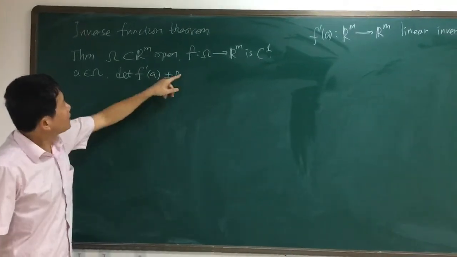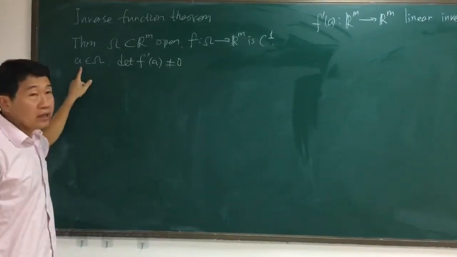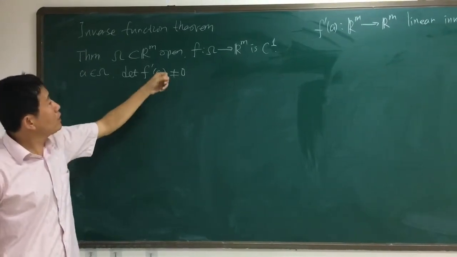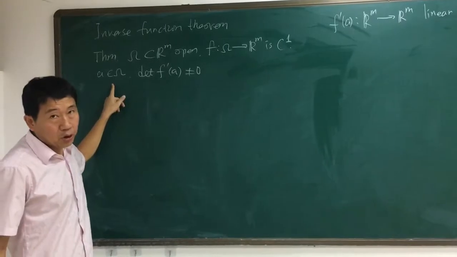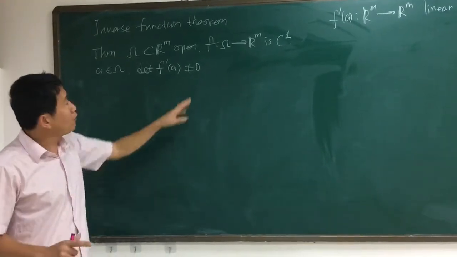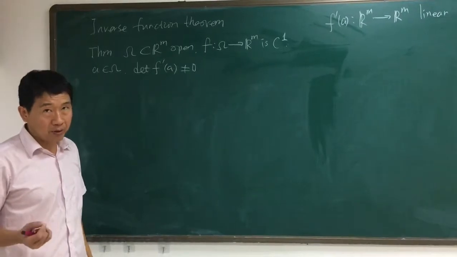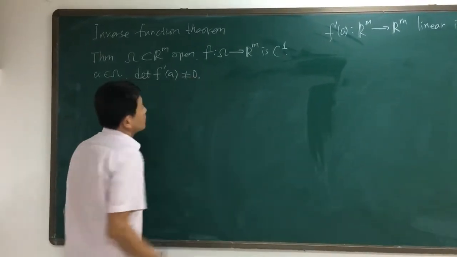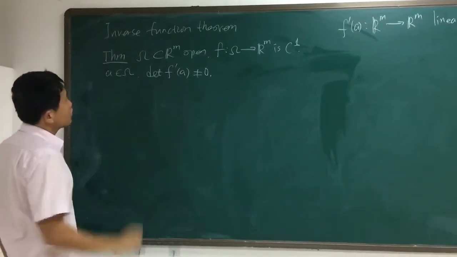But as we know, the differentiability of f at this point A and its derivative depend only on the local behavior of f near this point A. So we could not expect f to be globally invertible. It can only be locally invertible at best. What does locally invertible mean? This is the conclusion of our theorem, the inverse function theorem.